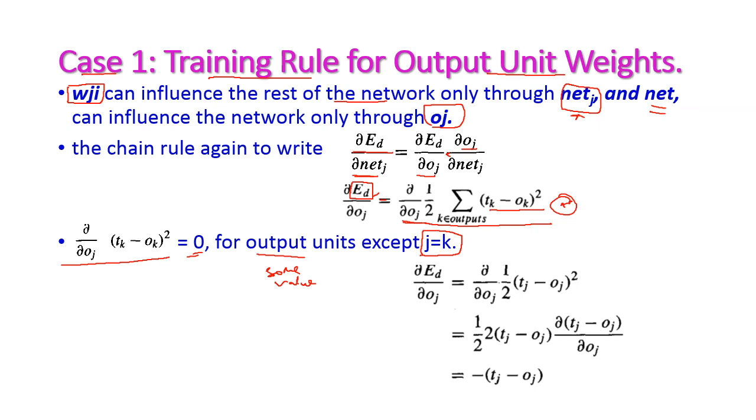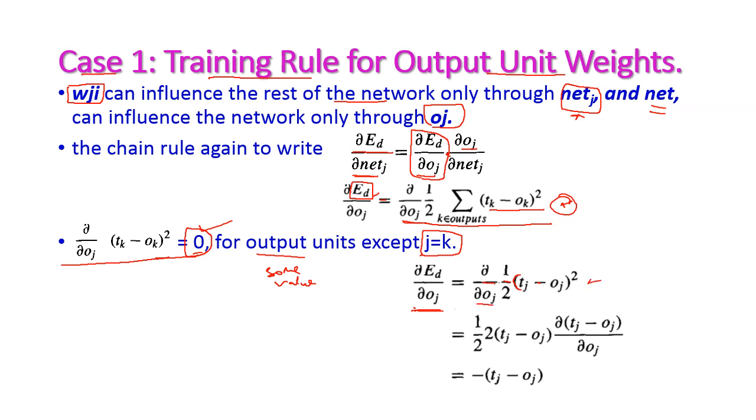Okay, if j and k are different, then only the value will be 0. Okay, so here, differentiation of Ed divided by differentiation of Oj. Let us take this particular one. Only this thing. We can take the first part of the equation, which is equal to differentiation of 1 by 2 (Tj minus Oj) whole square divided by differentiation of Oj.